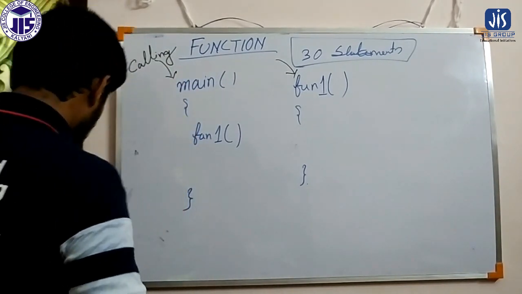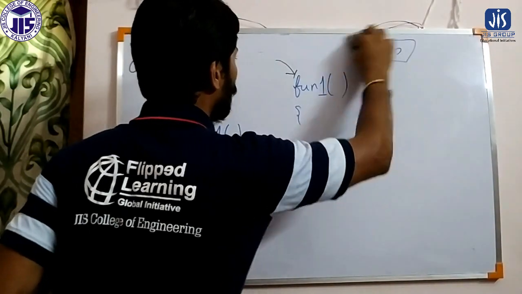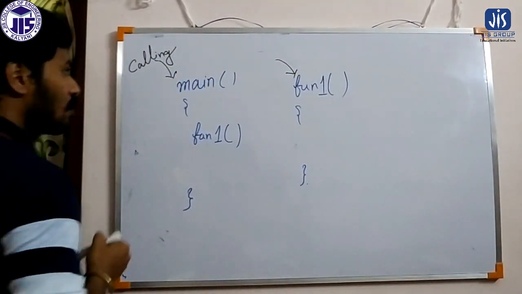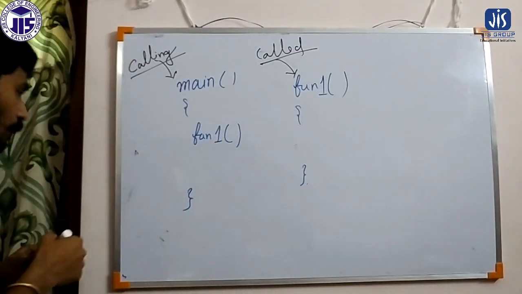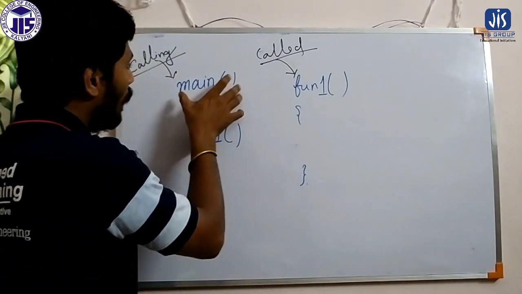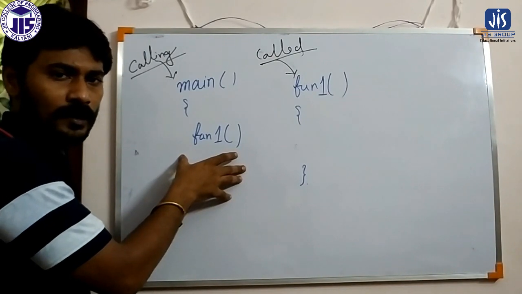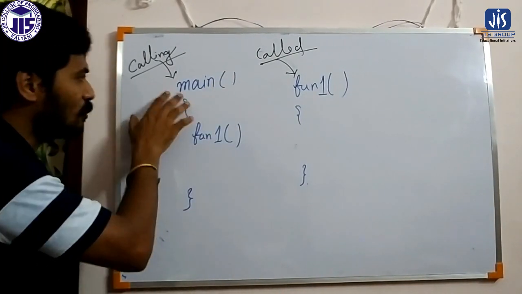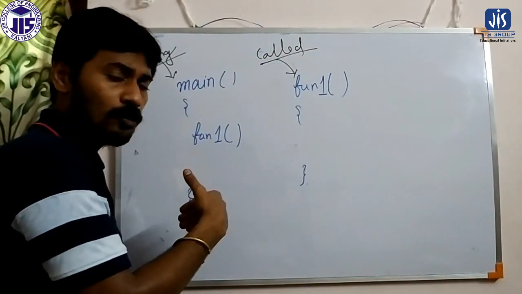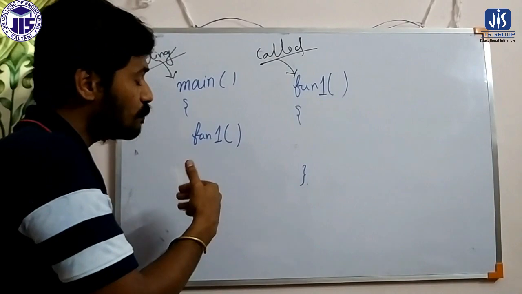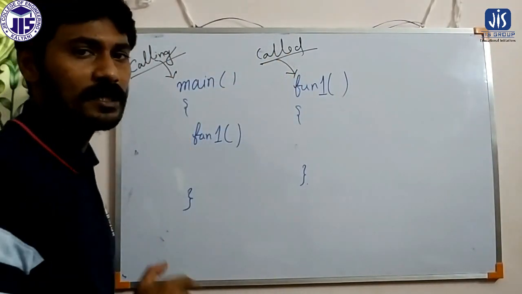In this example, main is called the calling function, and function 1 is called the called function. So two functions we get in the program: one is the calling function, the other one is the called function. Why is it the calling function? Because inside main we have called the function. That's why main is the calling function, and function 1, whose functionality we are using in this main program, is the called function.